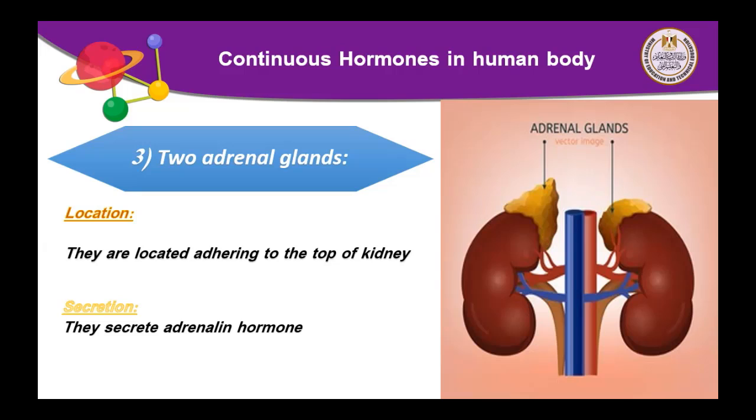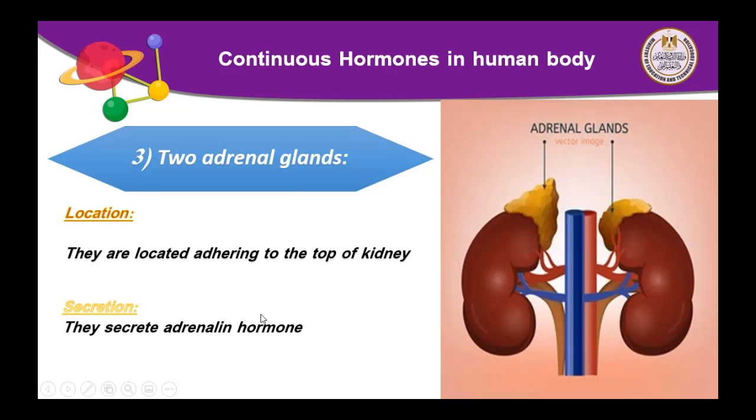Now we will talk about the third gland, which is called the two adrenal glands. We will talk about their location. Where are the two adrenal glands? They are located adhering to the top of the kidney. This means that they are found on the top of the kidney, as you see in the picture. What hormones are secreted by the two adrenal glands? They secrete adrenaline hormone.